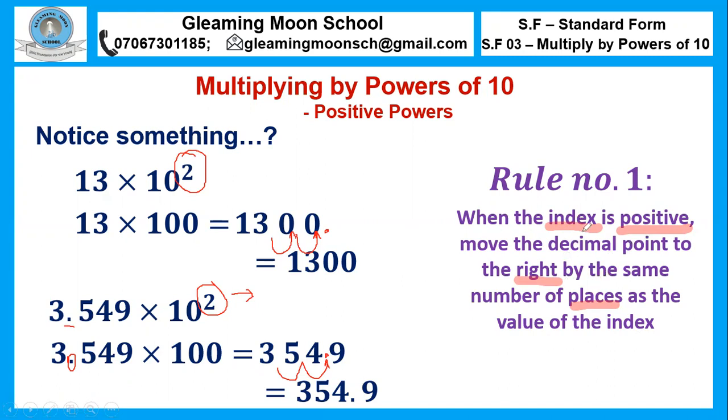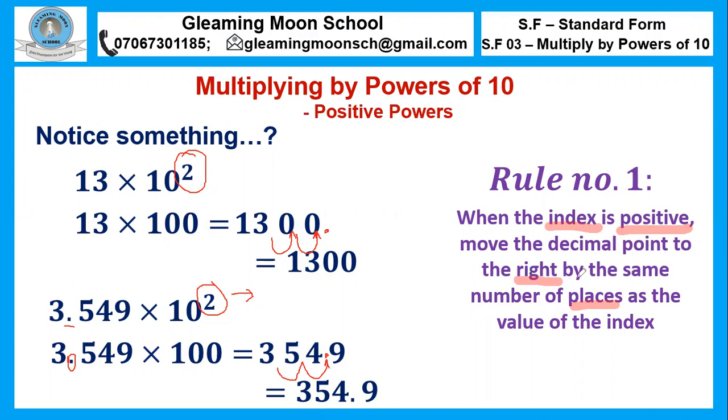You're multiplying by a power of 10. You look at the index. Now remember, the index is the same as the power. It's also called the exponent. I explained all that when we did powers of 10 in the video powers of 10. So when the index, that power, is a positive number, in this case we have an index of 2, which is positive, you move the decimal point to the right. So positive index, move to the right.